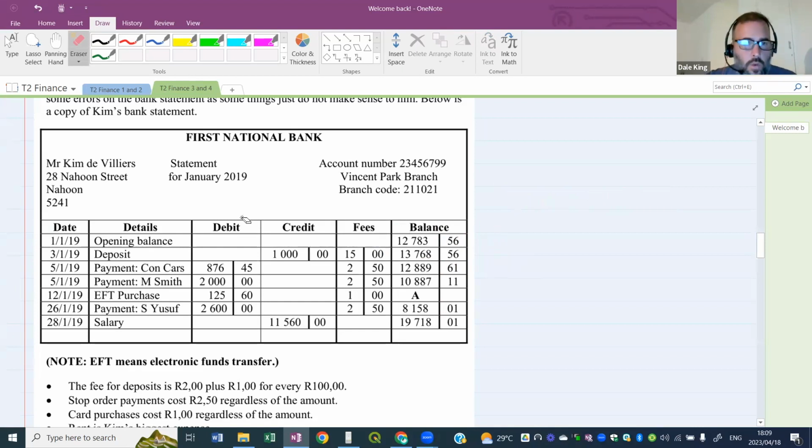Okay, and then we've got six columns here. The first column is the date. They always have a date column. Details in the second column. Then we've got debit and credit.